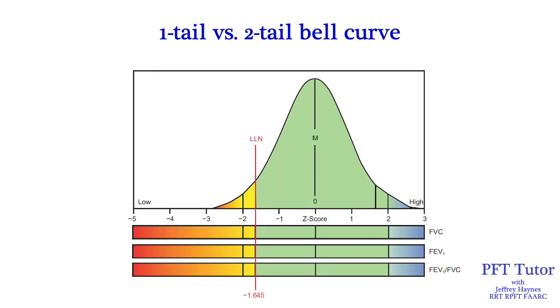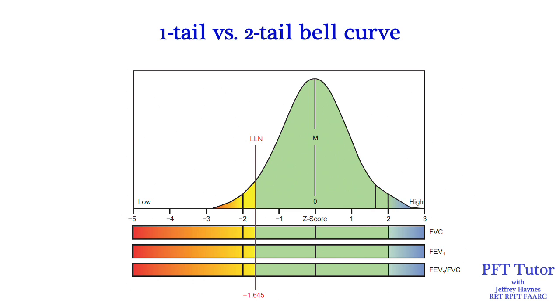For spirometry measurements like forced vital capacity and FEV1, the recorded values can only be abnormally low. They cannot be abnormally high. Because there cannot be an abnormally high spirometry value, the entire 5% error can be located at the low end of the bell curve. This becomes a one-tailed approach.